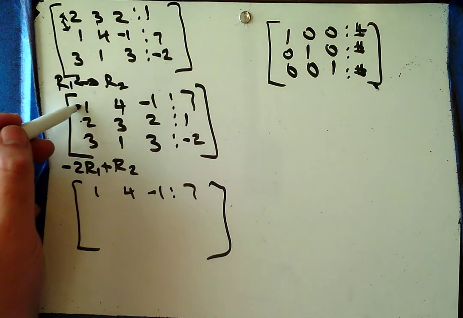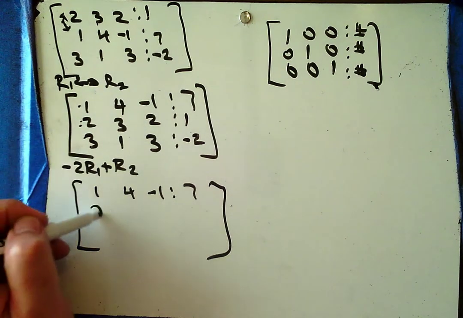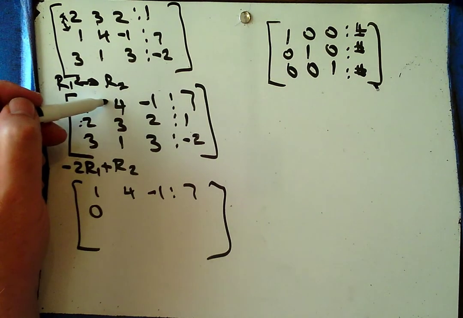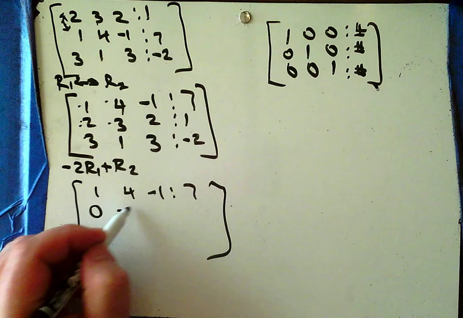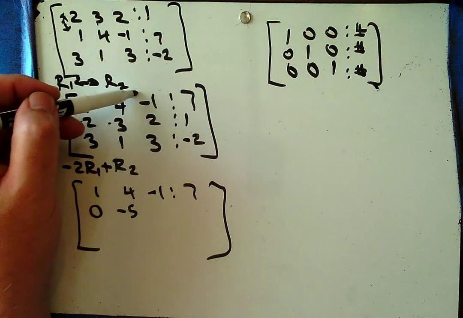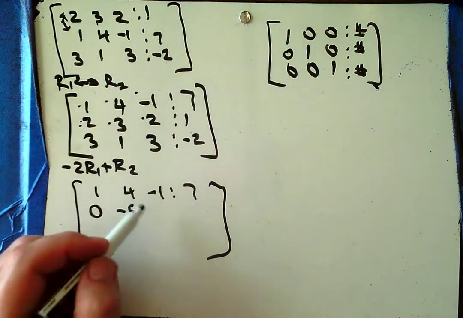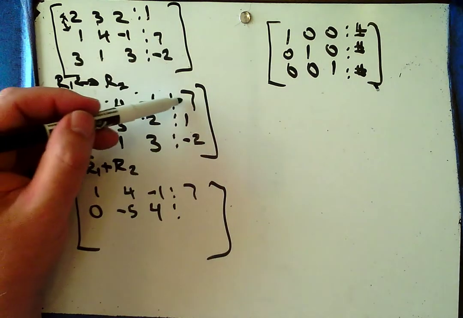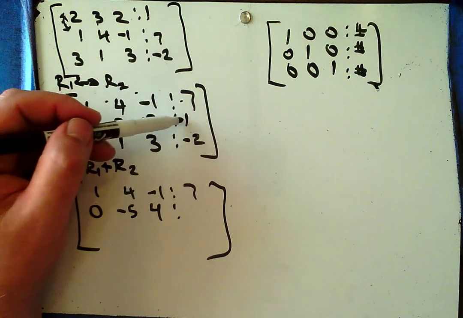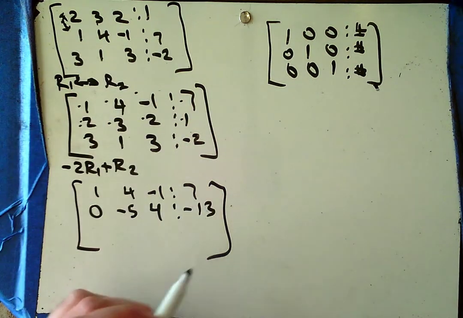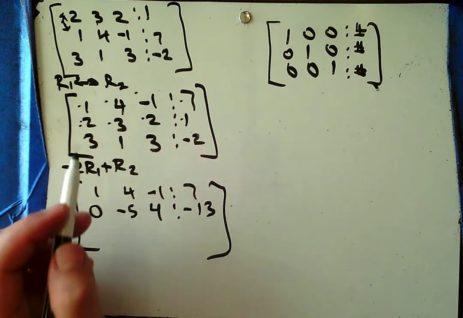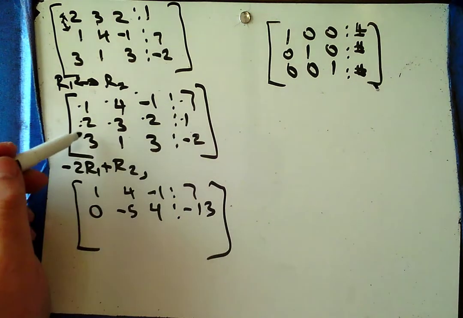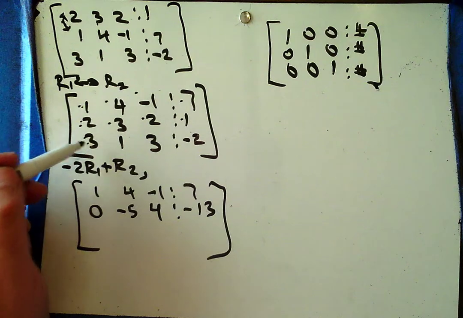and we're going to do -2 times this plus this. -2 times this is -8, plus this is -5. -2 times this is 2, plus 2 is 4. And negative 2 times this is negative 14 plus 1 is negative 13.